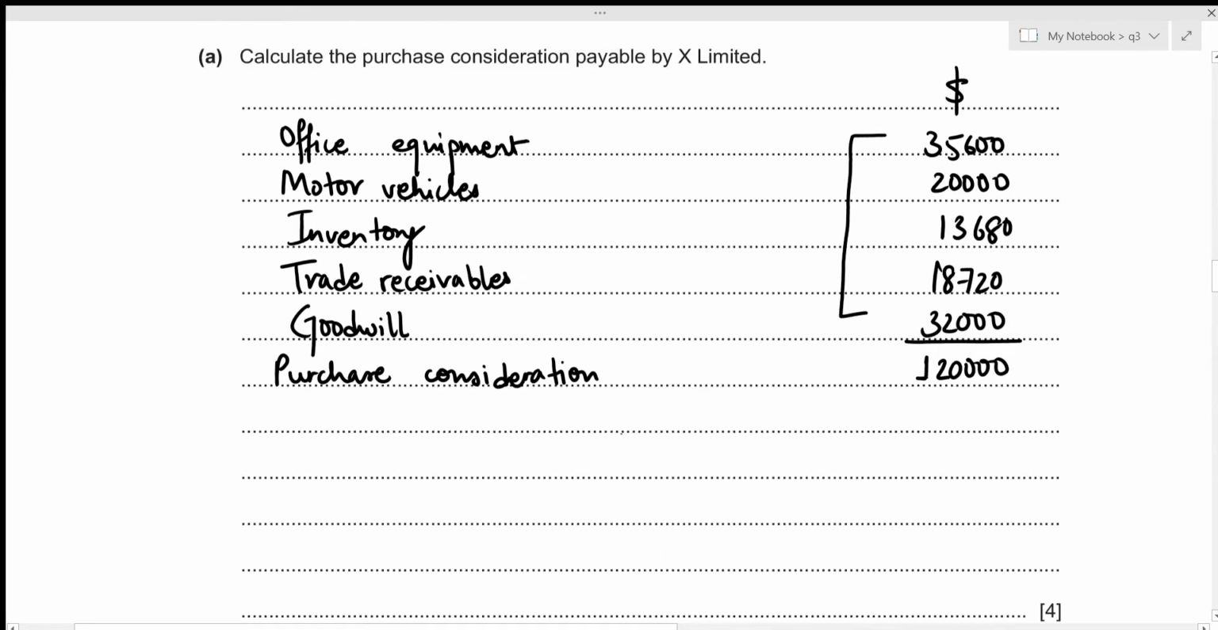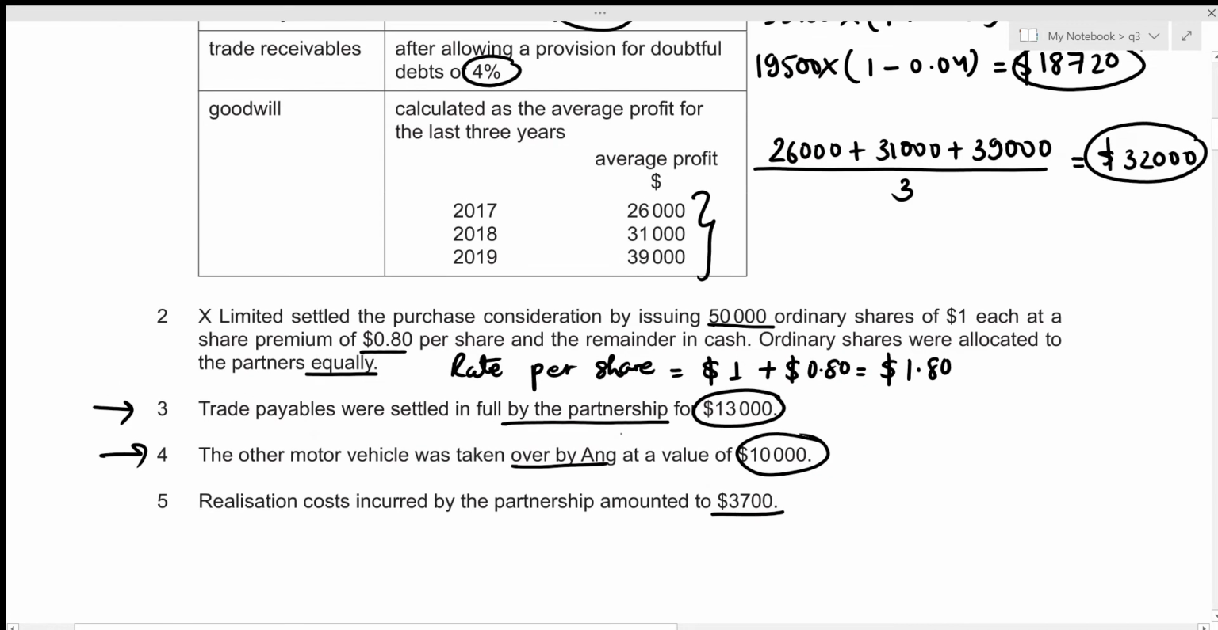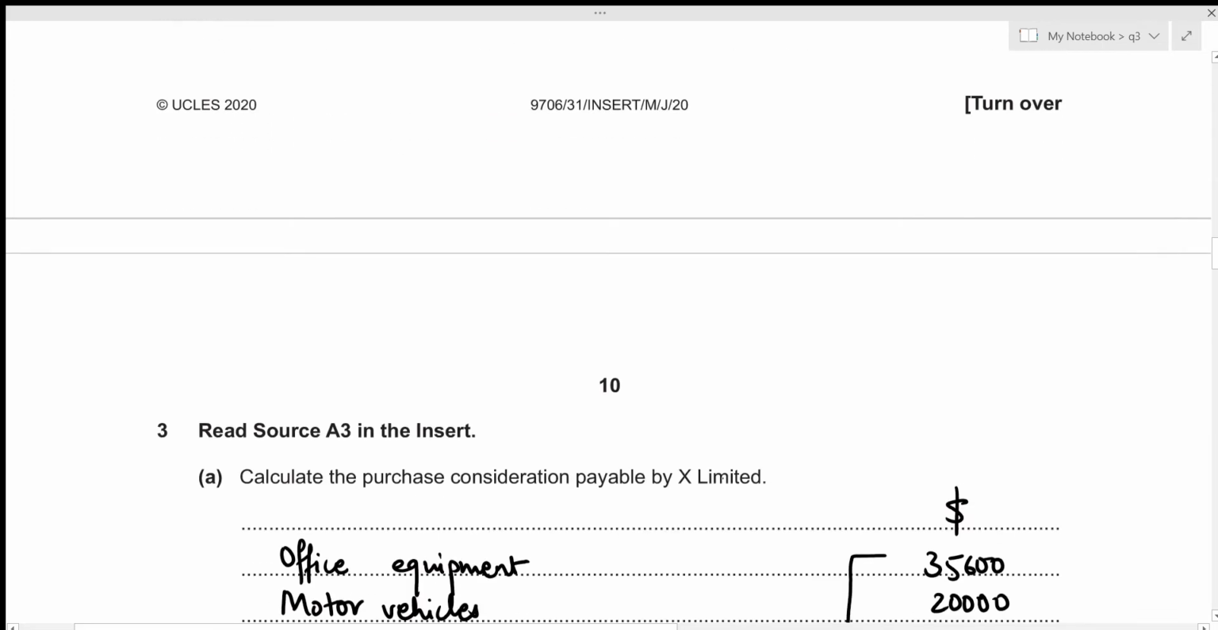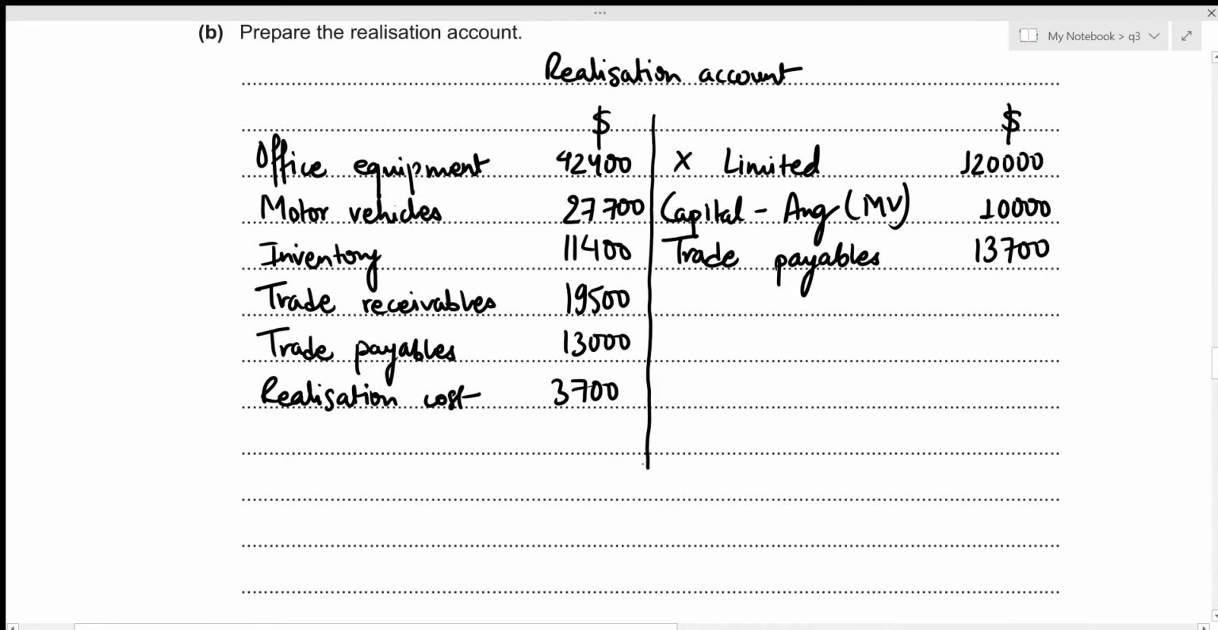Okay, then we also need to record our realization costs or realization expenses, which is given right here. Realization costs incurred by the partnership amounted to 3,700, and according to our format, the realization cost is always recorded on the debit side of the realization account. Let's do that. So that's the realization cost of 3,700. Alright, I think we've included everything that we need to include in our realization account.